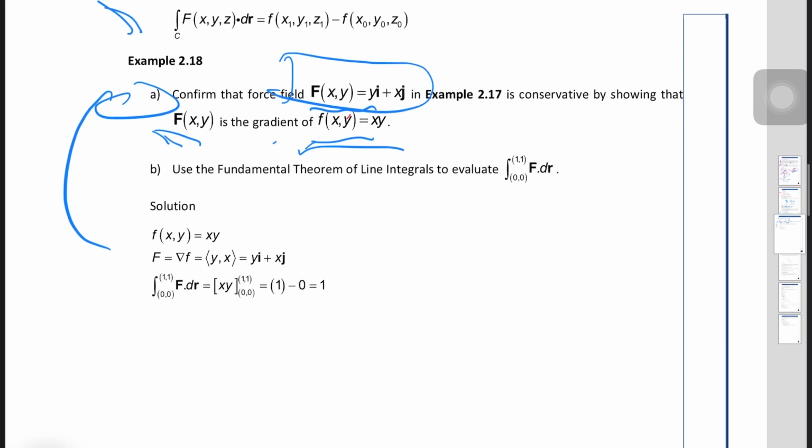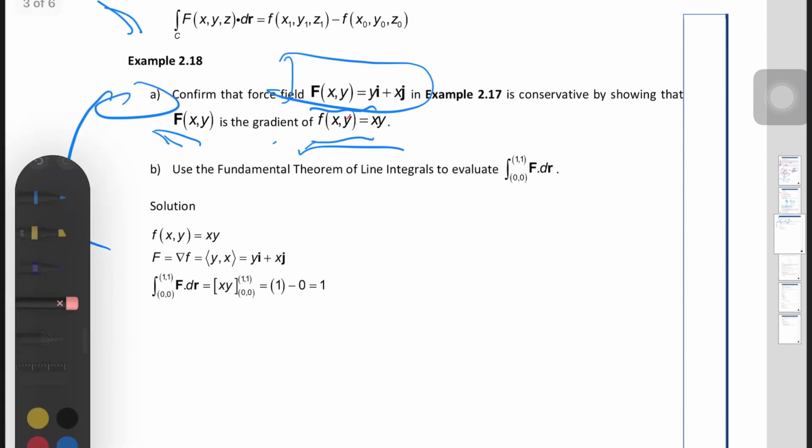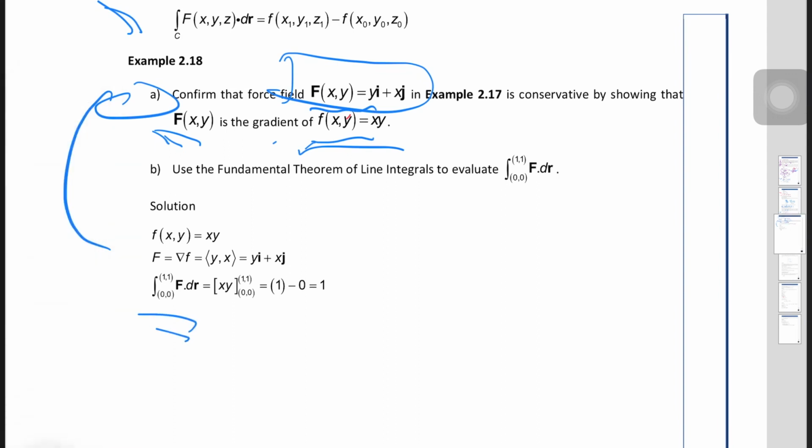Jadi apa yang kita buat sini, kita ambil f dot dr di sini. Okay, integral f dot dr from 0 to 1, 1. Jadi apa kita buat, kita replace f dot dr ni dengan potential function dia, itu ini. Okay, from 0 to 1, 1. So we don't need, daripada f dot dr kita perlu cari parameter equation apa semua, tak perlu. Di mana kita lebih senang menggunakan idea of gradient field ni.